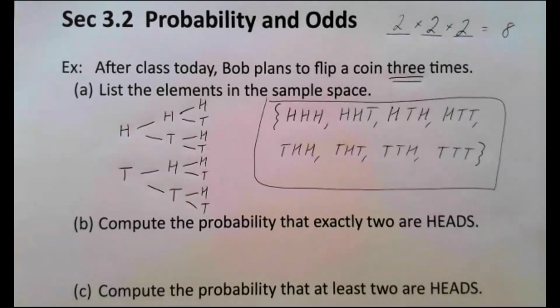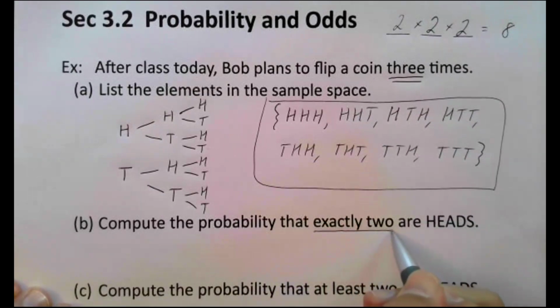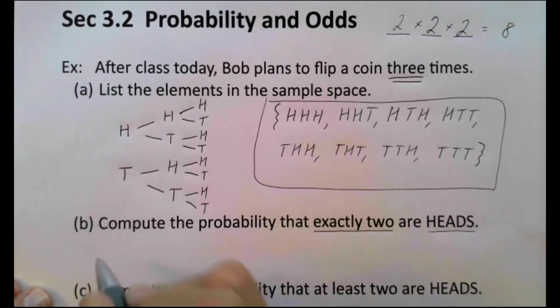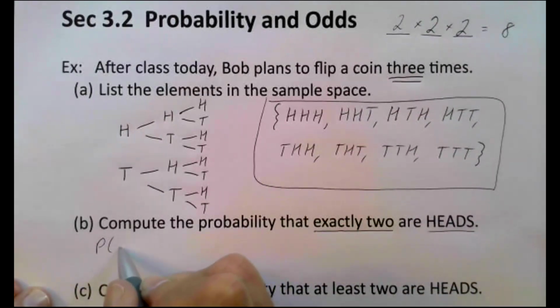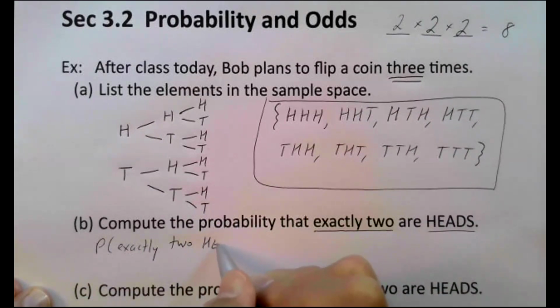Now we get into the idea of probability. Compute the probability that exactly 2 of the flips turned out heads. Okay, so here's the notation. P for probability, exactly 2 heads.